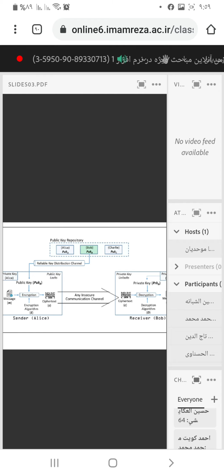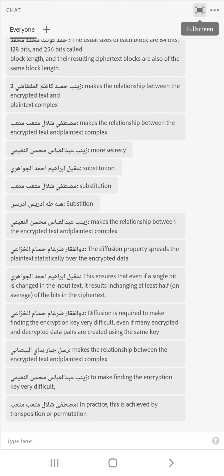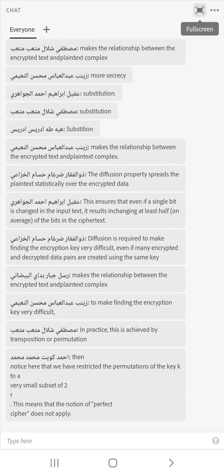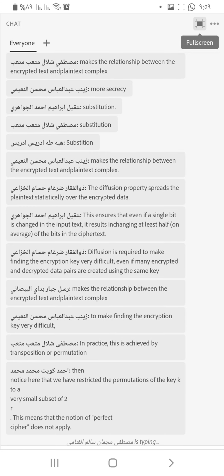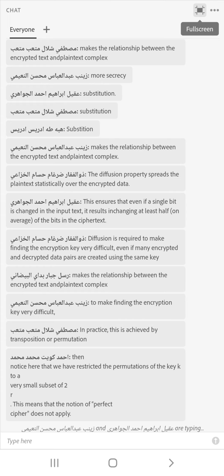It makes finding the key difficult, even if many encrypted and decrypted data pairs are created using the same key. And how is diffusion achieved? Permutation, yes, that's right. Adil Ibrahim and Zainab Abdul Abbas.